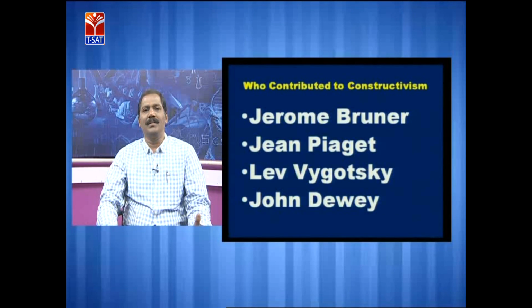Bruner, in his theory of development, discovery and representations. And also Jean Piaget in his cognitive development, Vygotsky in his ZPD, zone of proximal development. And in this way, not only these 4 persons, there are various scholars, educational philosophers who have done tremendously to develop this constructivism. The basic philosophy of constructivism is that the child can construct their own language or knowledge.